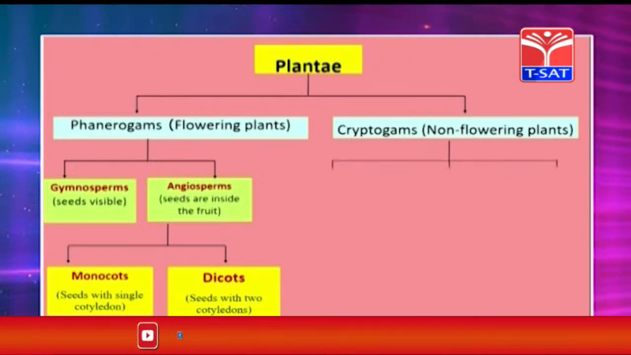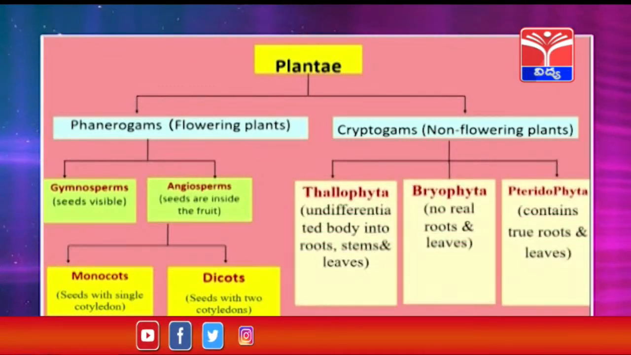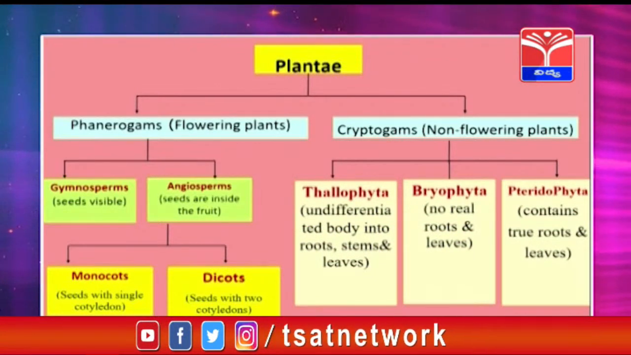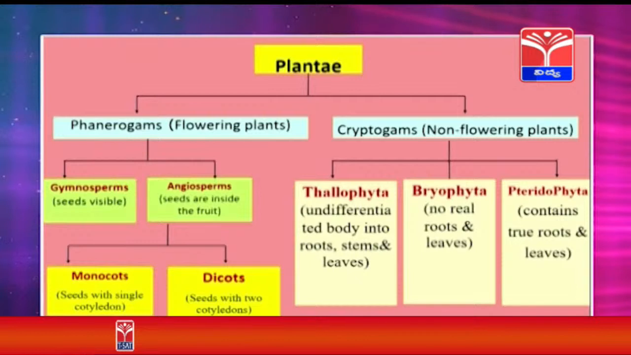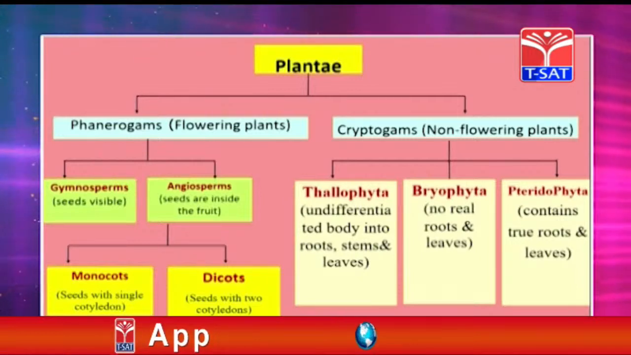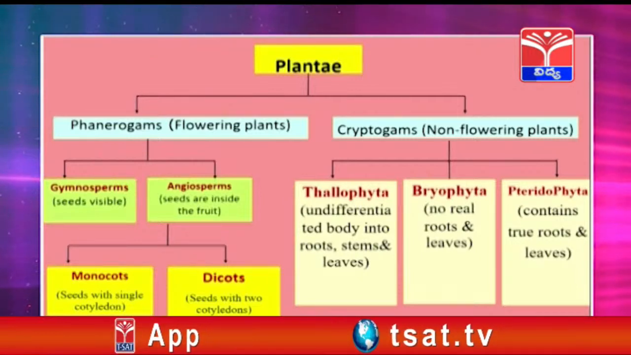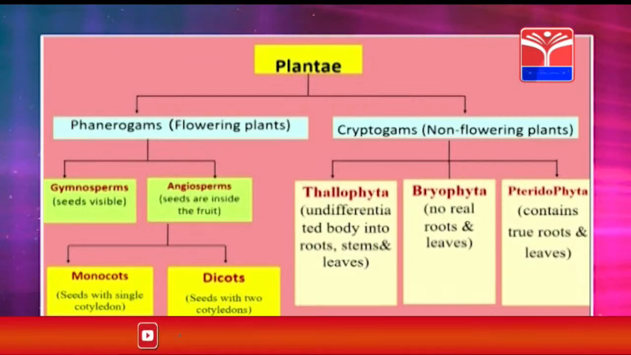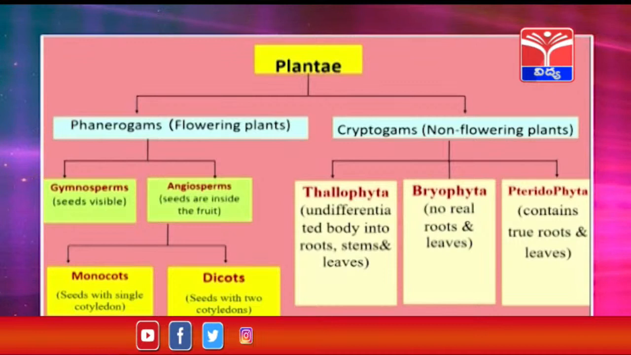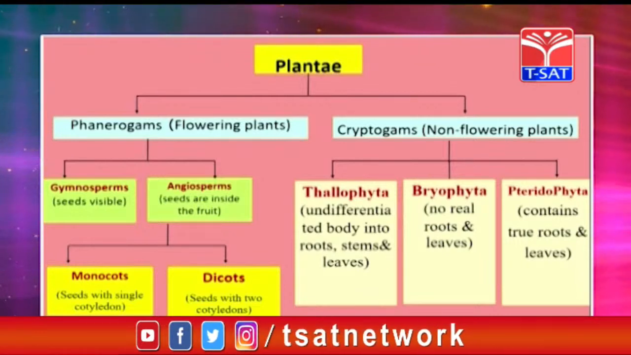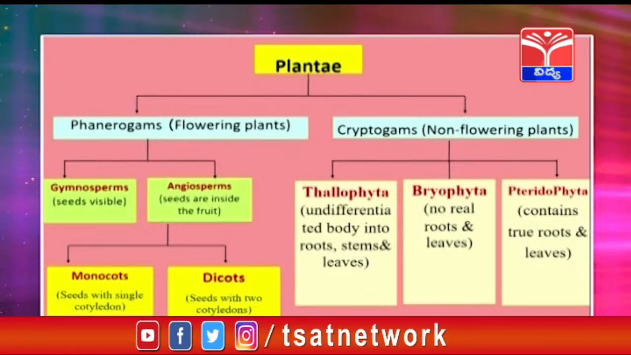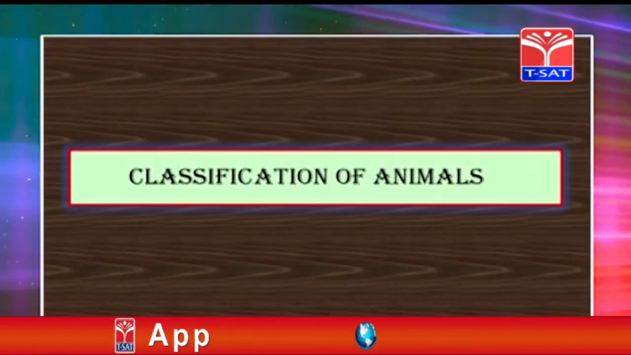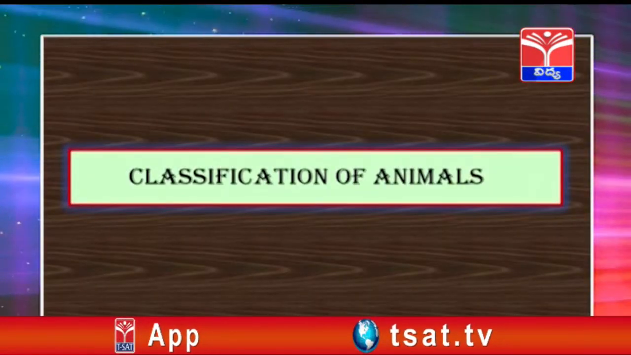The non-flowering plants are grouped into three categories: Thallophyta, Bryophyta and Pteridophyta. Thallophyta plants have an undifferentiated body, with no roots, stems and leaves. In Bryophyta plants, no real roots and leaves are found, whereas true roots and leaves can be seen in Pteridophyta plants. Now let us try to understand the classification of animals.